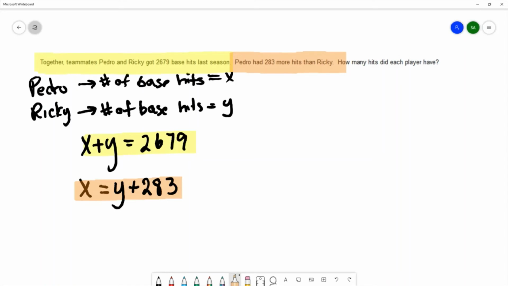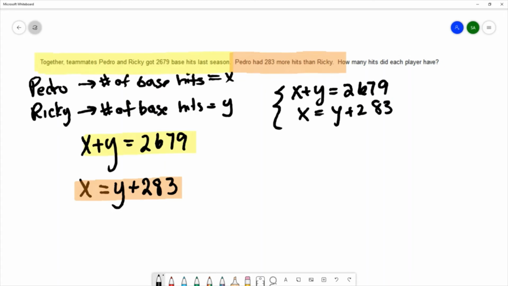And now that we have this system of equations, we're going to be able to solve the system using either substitution or elimination to find out how many base hits Pedro has and how many base hits Ricky has. So looking at this system, we write it without all the colors. The system is X plus Y equals 2,679 and X equals Y plus 283.